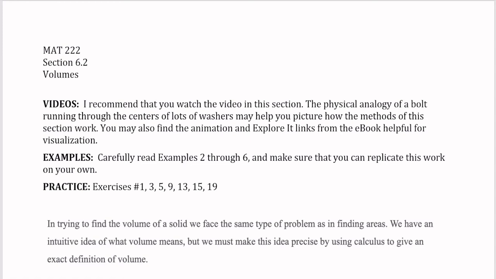Hi everyone, and welcome to the video on section 6.2 on volumes. So in this video we're going to be talking about how to find the volume of certain objects.